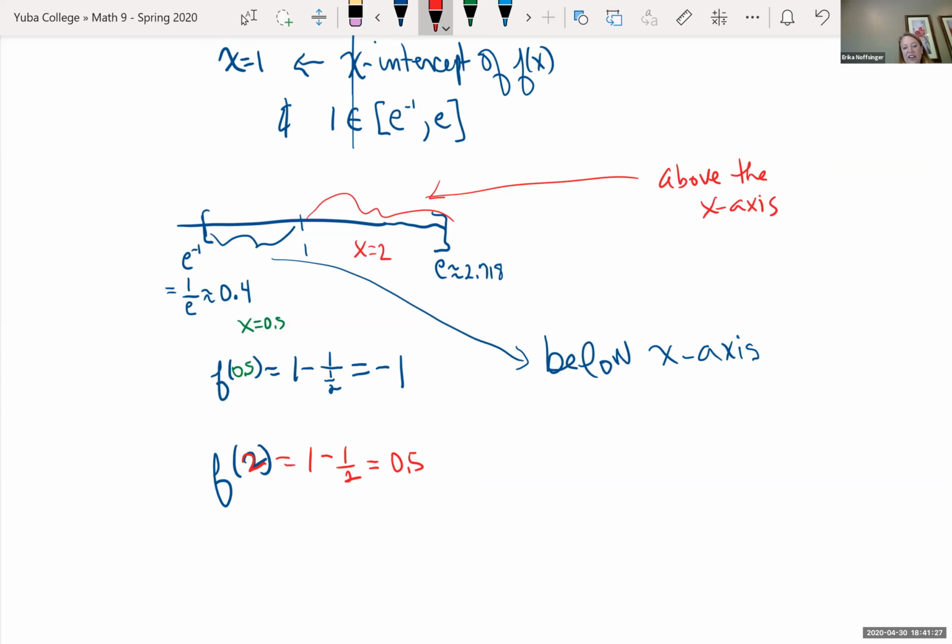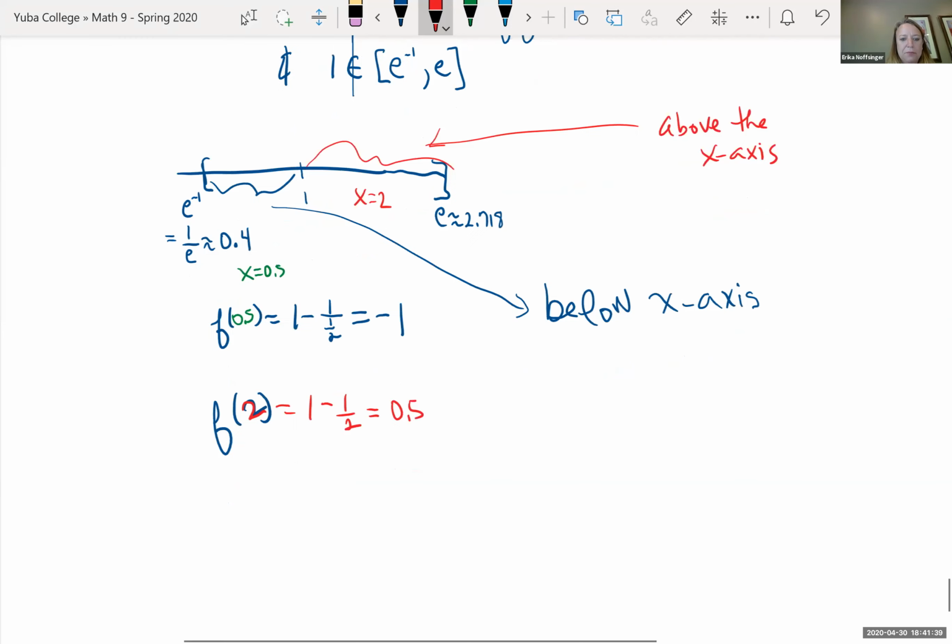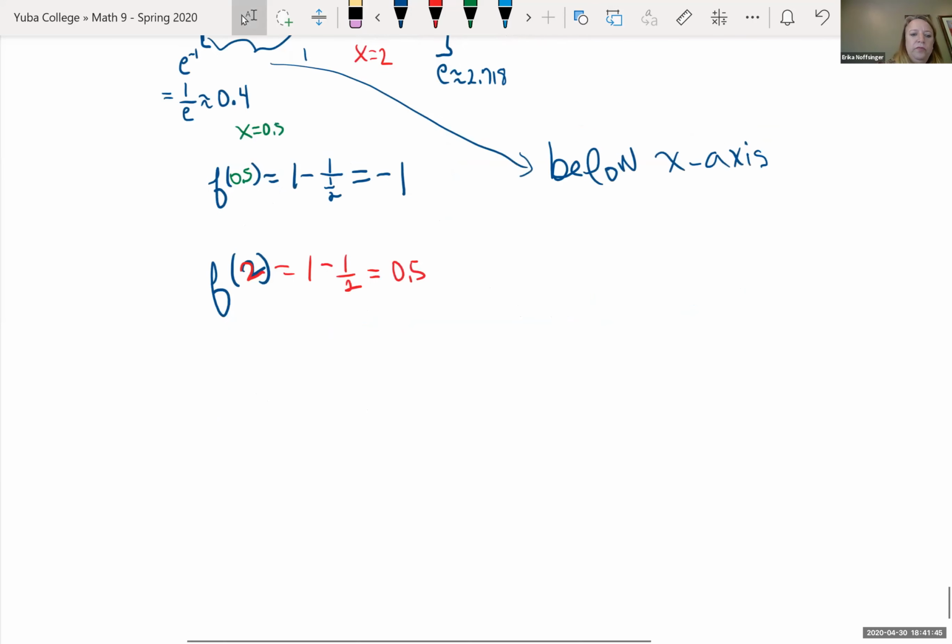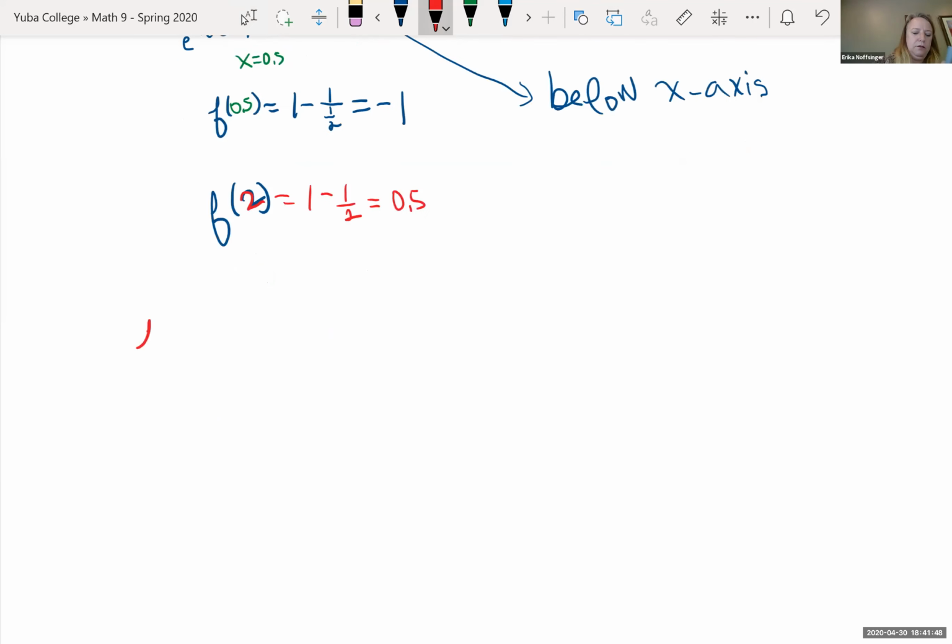Because we want to find the total area, we want to take into account that when we look at the definite integral of the piece underneath the x-axis, we're going to get a negative, and we need to take that and put absolute values around it. So this is how we're going to write it. We had the integral from e to the negative 1 to e of 1 minus 1 over x dx.